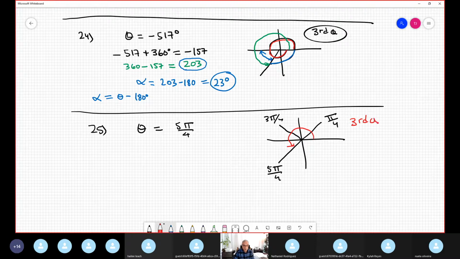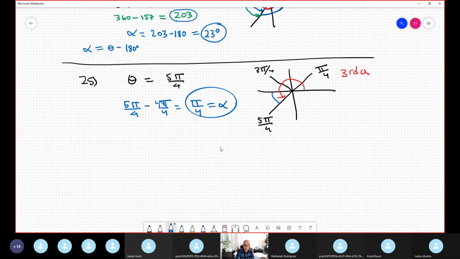So now my reference angle is this. Actually, it's pi over 4, no? It's 5 pi over 4 minus pi, which is 4 pi over 4, 5 minus 4 is 1, pi over 4. This is alpha. Super. Option C.